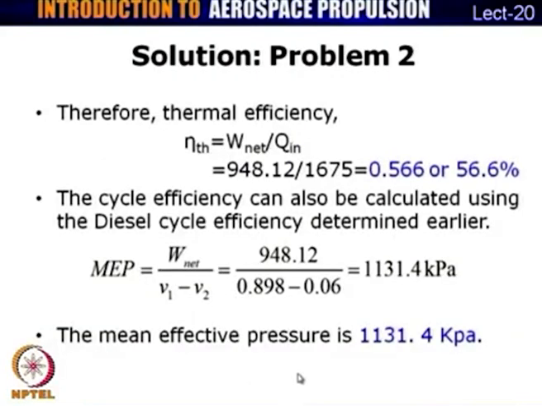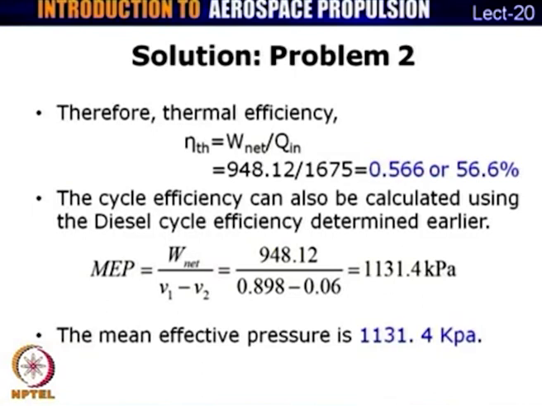Now, having calculated the net work output, we can calculate the thermal efficiency. Thermal efficiency will be equal to W net by Q in, that is 948.12 divided by 1675, which will be equal to 0.566 or 56.6%. So, this is the cycle efficiency as calculated from the net work output and heat input. We can also calculate the cycle efficiency using the efficiency equation we had derived when discussing the diesel cycle, which was in terms of the compression ratio and the cutoff ratio.